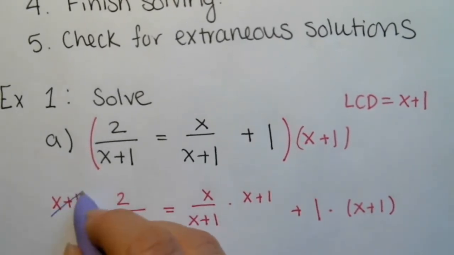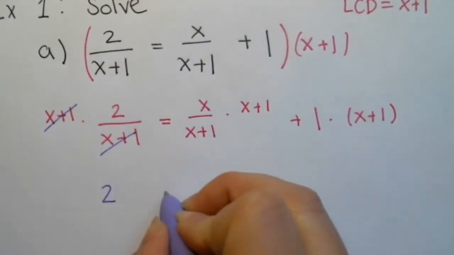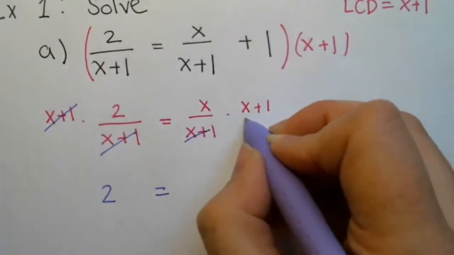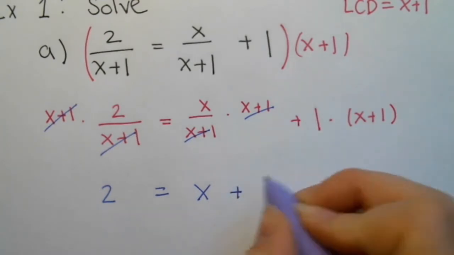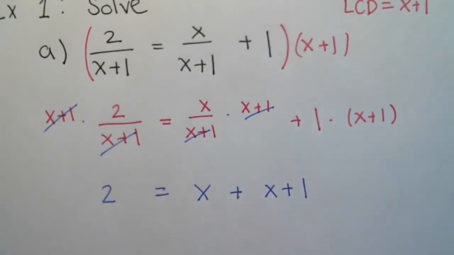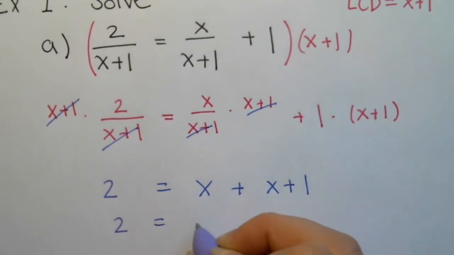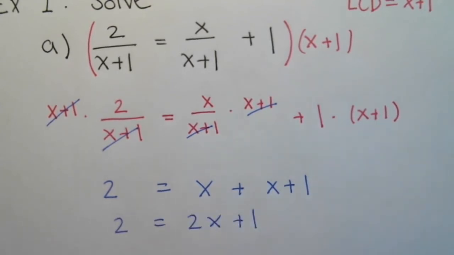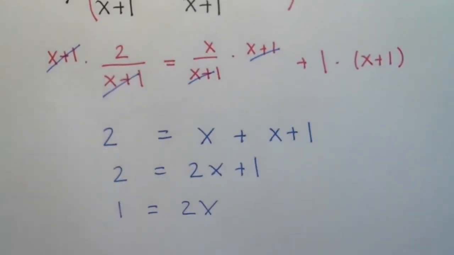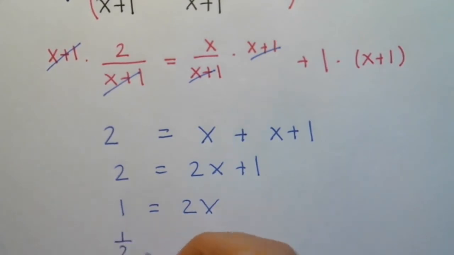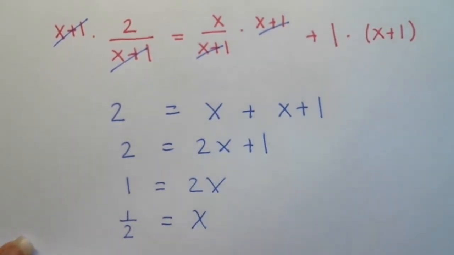So here this x plus 1 is going to cancel with this one, and I'll just be left with 2. Here this x plus 1 cancels with this one, and I'm just left with x. And here I just have 1 times x plus 1, or x plus 1. Now this is a normal linear equation, so I'm going to go ahead and add my like terms here. Subtract 1 from both sides. And then divide both sides by 2. So my candidate solution is x equals 1/2.